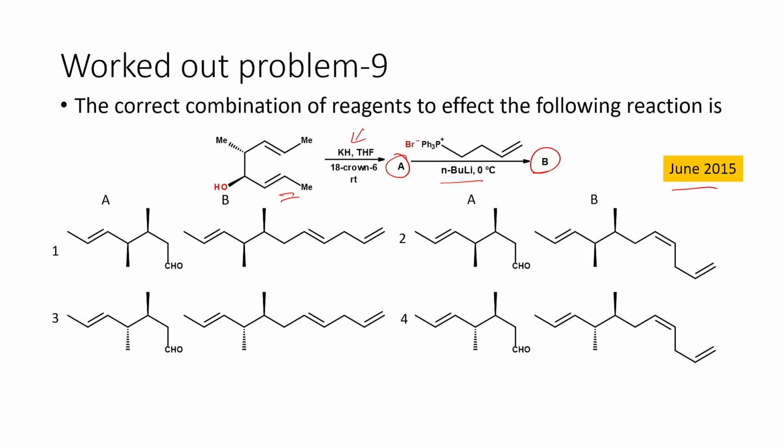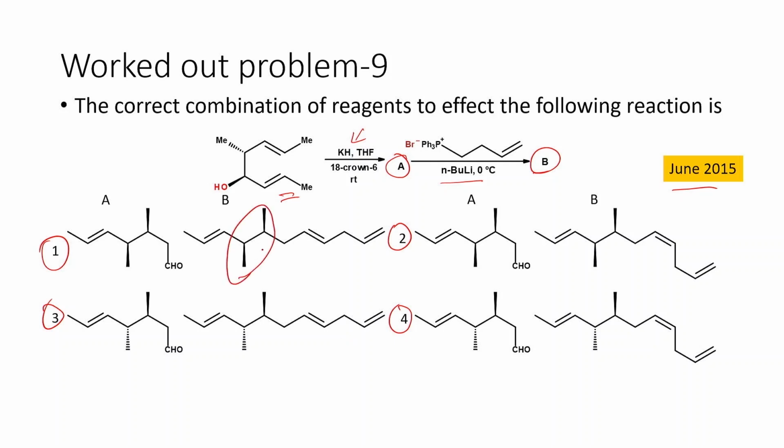So the first step is a crucial one, because here some sort of rearrangement reaction is happening, and that leads to some intermediate which reacts with the corresponding phosphonium ylide to give an alkene derivative. If you look at all the combinations given as 1, 2, 3 and 4, in all of them the intermediate A has an aldehydic unit.